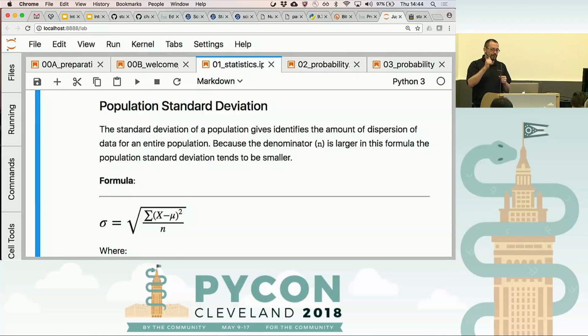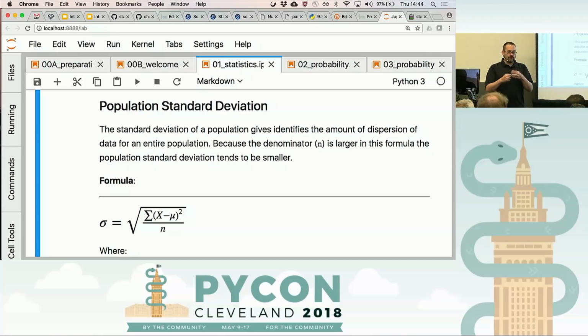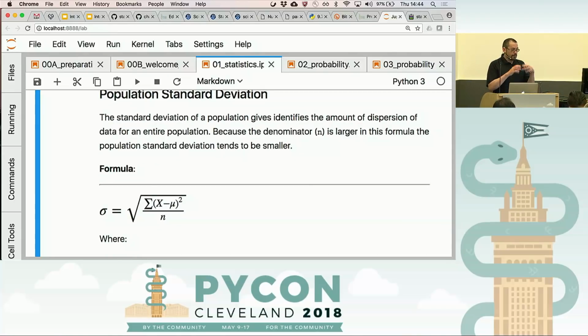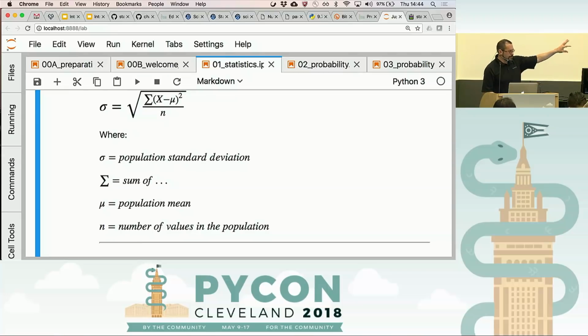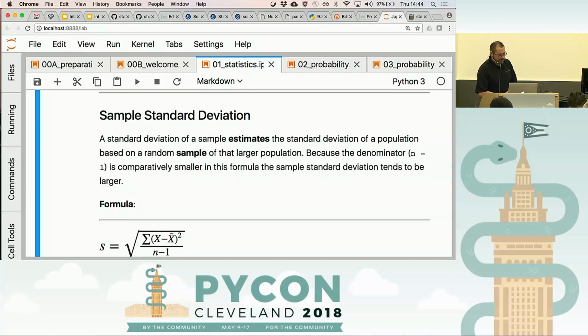And we use a particular formula for that. In this formula, we take the difference from the mean for every one of our values, take the square, divide by n, and then take the square root. So n is this denominator. In this case, for population standard deviation, n is a larger denominator than in the next example we'll look at. All right? And for your convenience in later reading, I spell out what each of the symbols is and why they're there.